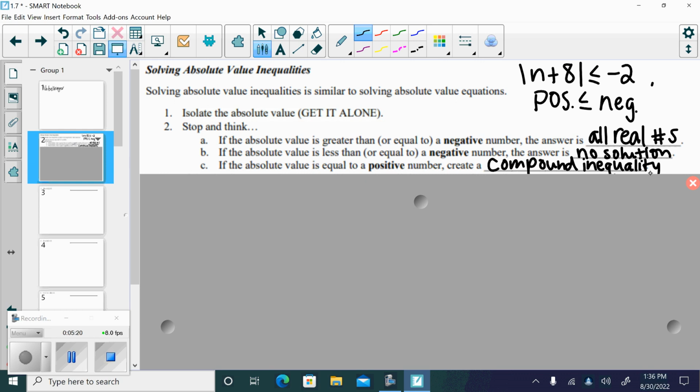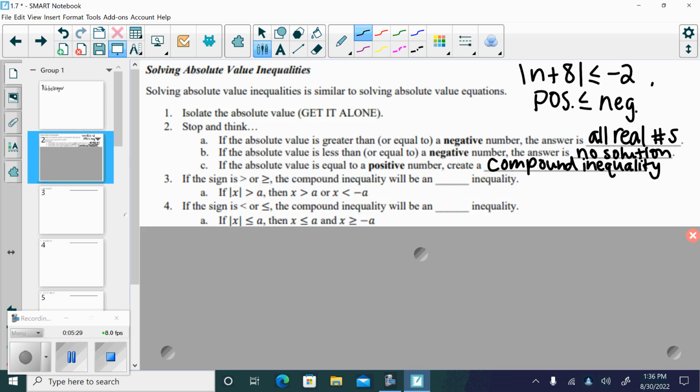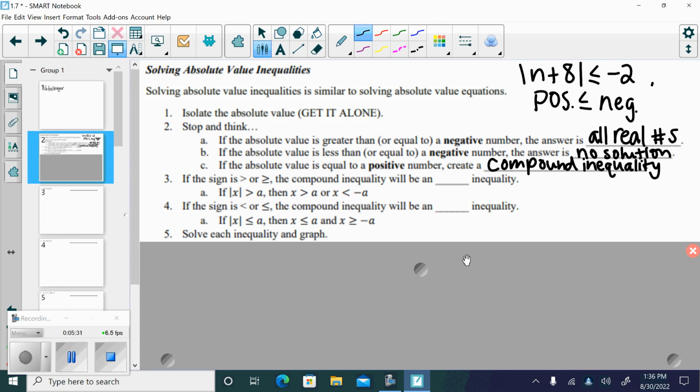Okay. So if the absolute value is equal to a positive number, you're going to create a compound inequality. So that's your or versus your and. If the sign is greater than or equal to, the compound inequality will be an or inequality.